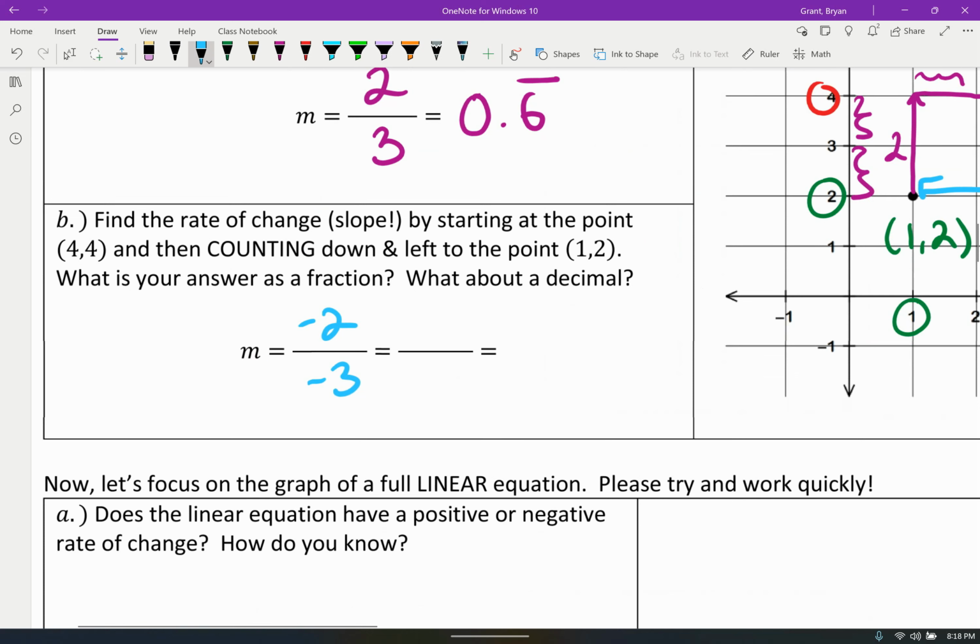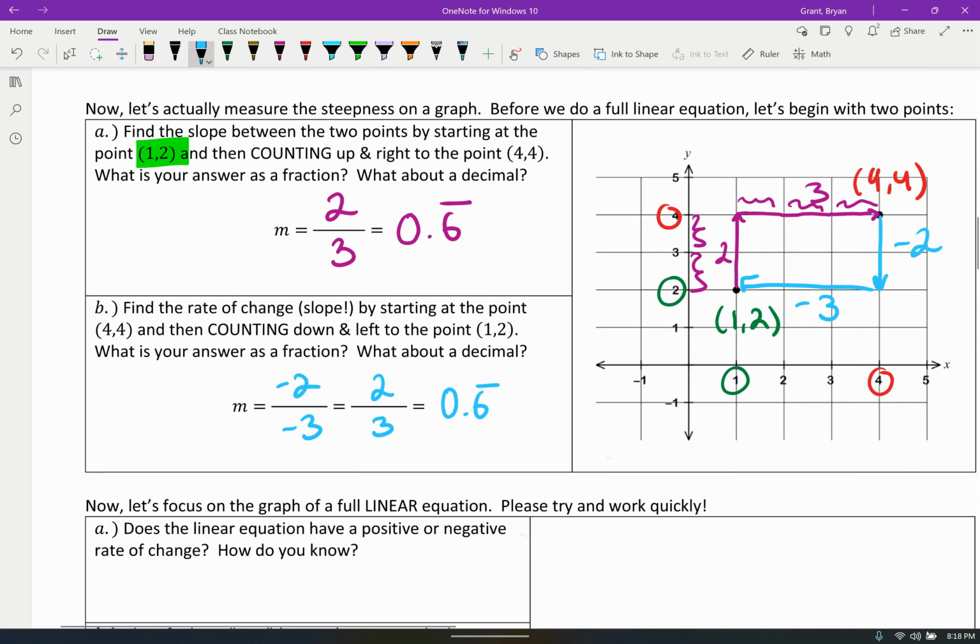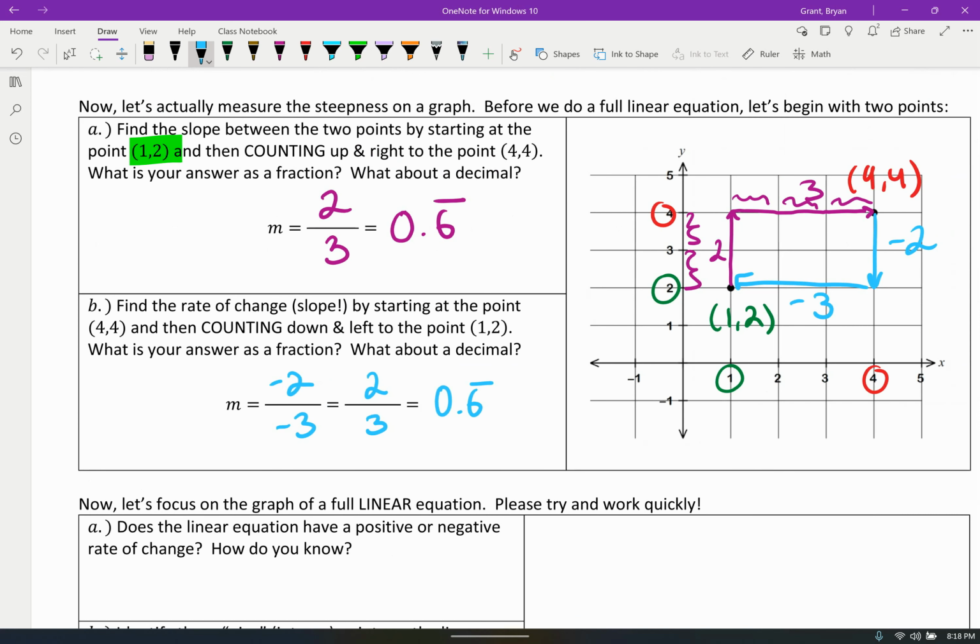Now you could keep your fraction as negative 2 divided by negative 3, but as we saw on the previous page, 2 negatives dividing is actually the same thing as just 2 over 3. And so it's pretty common, instead of writing a fraction with 2 negatives, to just drop it and turn it into 2/3. And you'll see that that still is a steepness of 0.6 repeating. It's the same fraction as before. So what we really measured was how steep is this line connecting the 2 points. And one way we figured it out was by going up and to the right, and the other was down and to the left. And both of those mean the exact same thing.